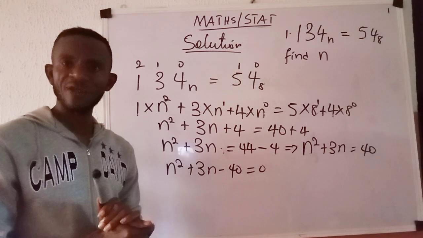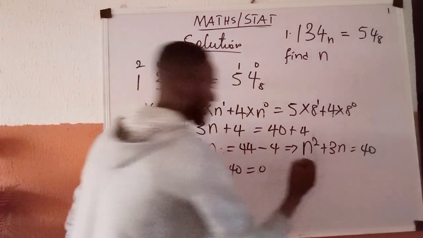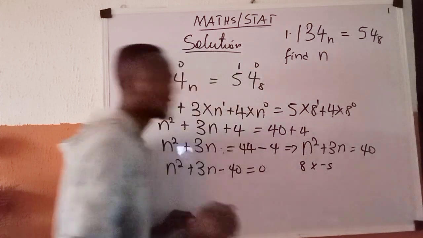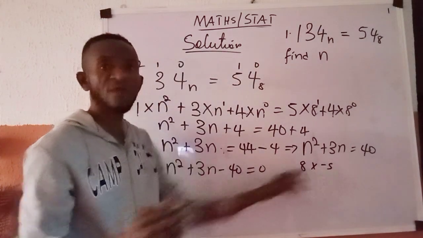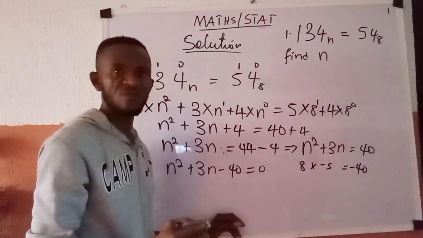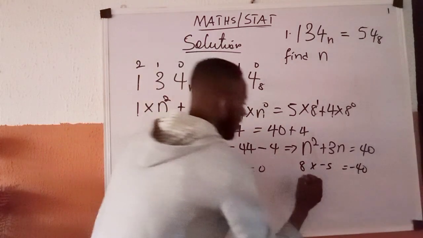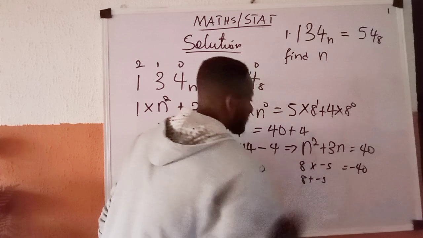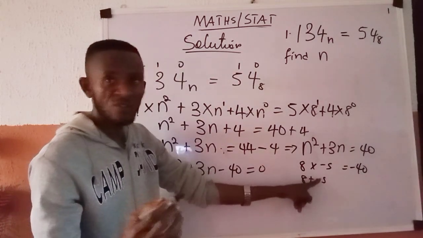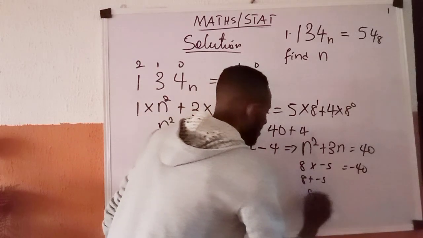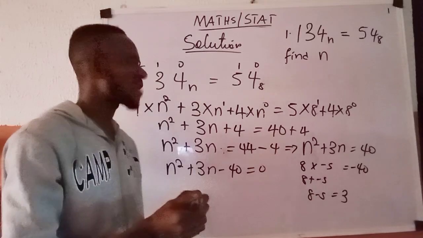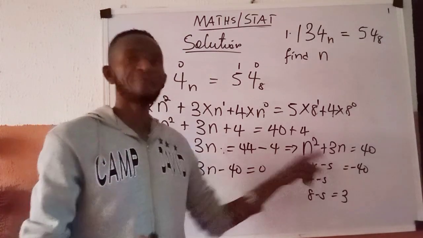8 and minus 5. If you have 8 multiplied by minus 5, of course you know that 8 times minus 5 will give you minus 40. But when you add them together, it becomes 8 plus minus 5. And you know in mathematics that plus minus is minus. So what I have here is just 8 minus 5, which becomes 3. So the two numbers we are going to use are 8 and minus 5.